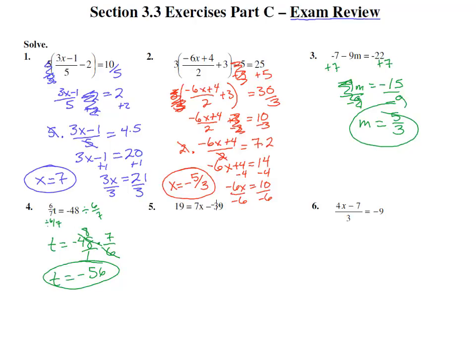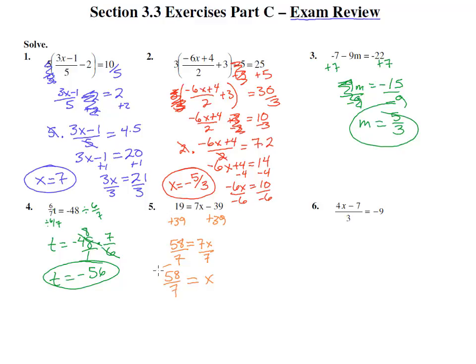19 equals 7x minus 39. We need to get the x by itself, so we need to get rid of the minus 39 by adding 39 to both sides. So we get 7x equals 58. 19 plus 39 is 58. And now get the x by itself by dividing off the 7 on both sides. And we get x equals 58 sevenths.